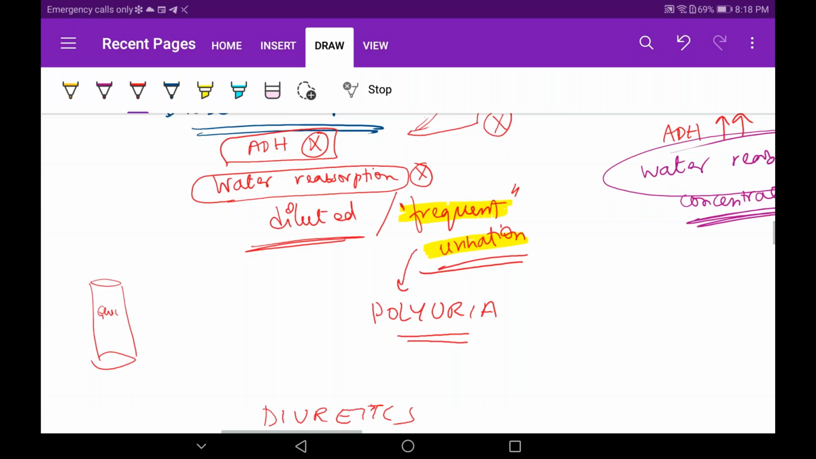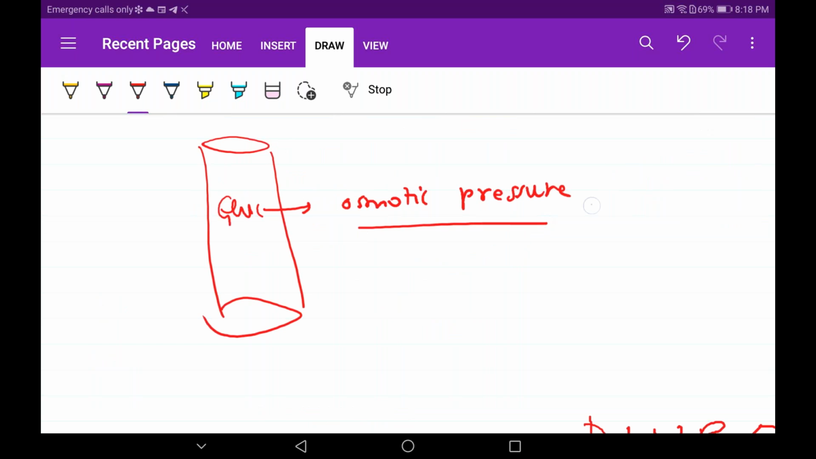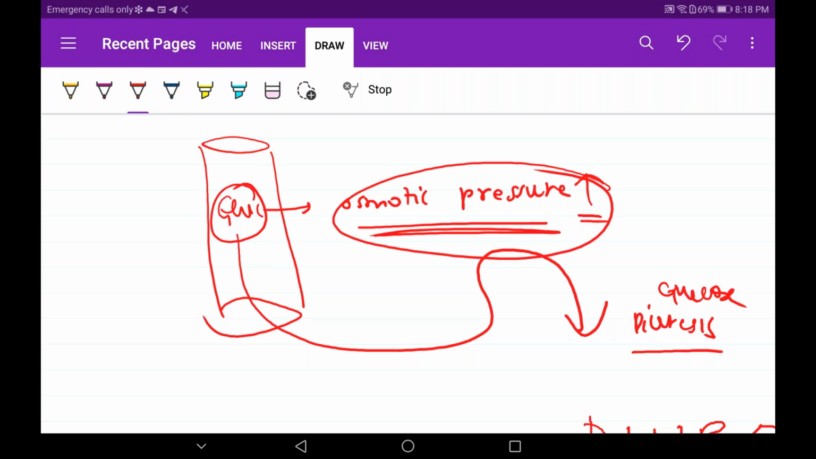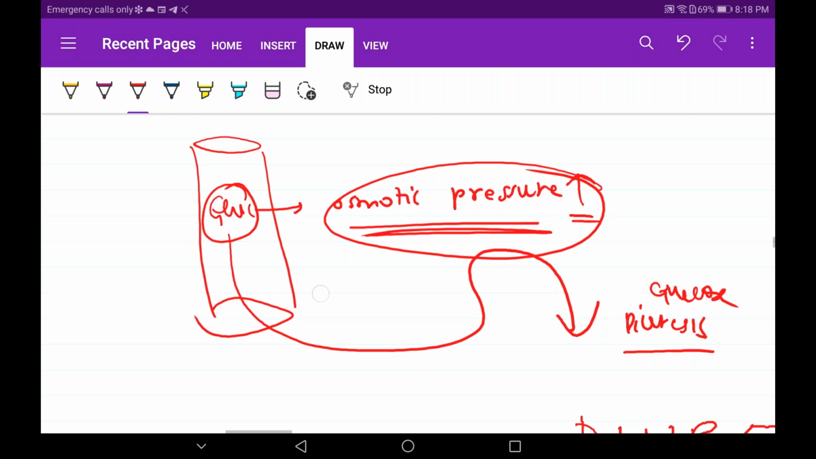About that glucose, if someone is getting confused, it is related to osmotic pressure. If the osmotic pressure is more inside the tubules, the water will not get reabsorbed. Since the concentration is more, more osmotic pressure will be there, so there will be diuresis. The glucose will be excreted because of the more osmotic pressure produced by the glucose. I did not go much into this detail because it's not required.